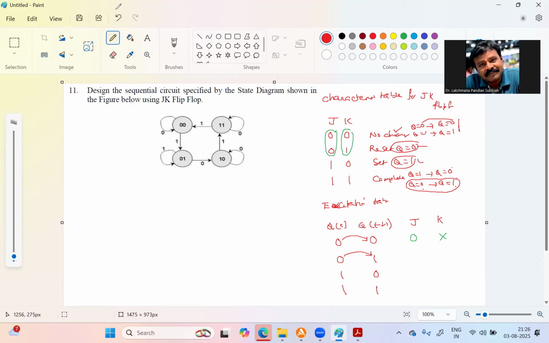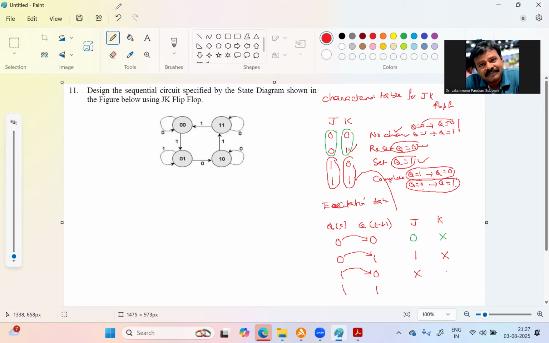Then here we are having the set. So these two, if you want, then J should be 1 and K can be don't care. J should be 1, K can be anything, X. Next, 1 to 0. 1 to 0 is either the complement or we are having the reset. So K should be 1. So this or that: K should be 1 and J can be any value.